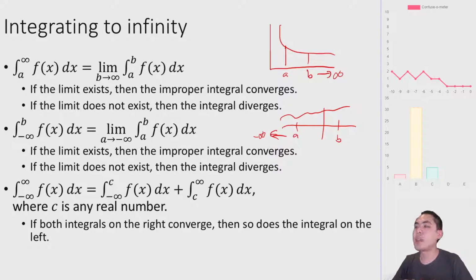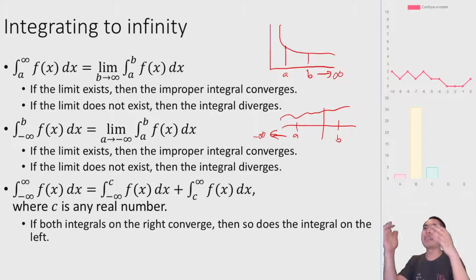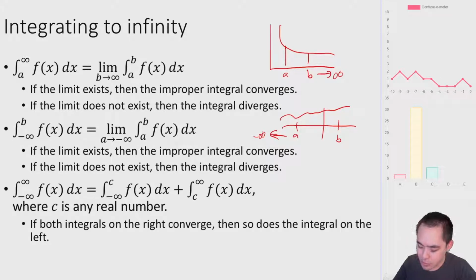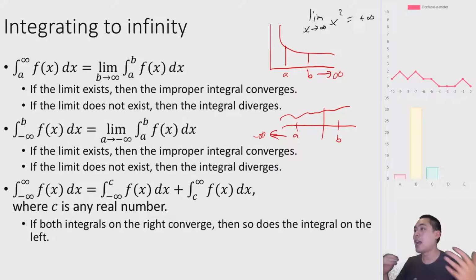So, converging and diverging. Converging just means that the improper integral is a number. By diverge, I mean that the limit doesn't exist. It's not a real number. So maybe it keeps on growing bigger. Let me give just a quick example. The limit as x goes to infinity of 1 over x is equal to 0. So this converges because it goes to a real number. On the other hand, the limit as x goes to infinity of x squared goes to positive infinity, which is not a real number, and therefore it is a diverging limit.